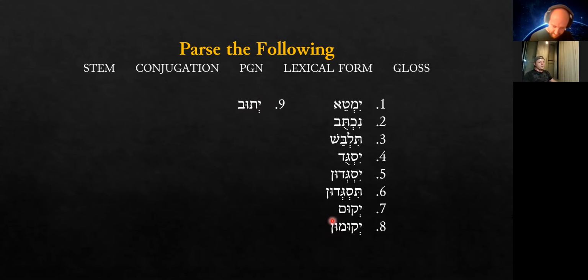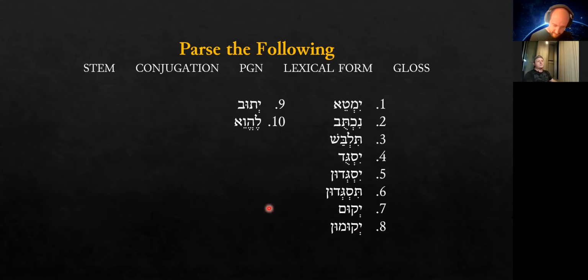Without it, the accent is shifted back to the main syllable, and it's got a full vowel here. It's yakumu. Yakumu is they will arise, but with the nun energicum, it becomes yakumun in Hebrew. So it's identical in Hebrew as long as we have the nun ending.